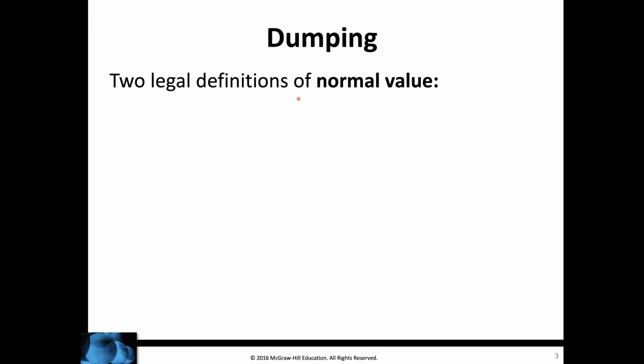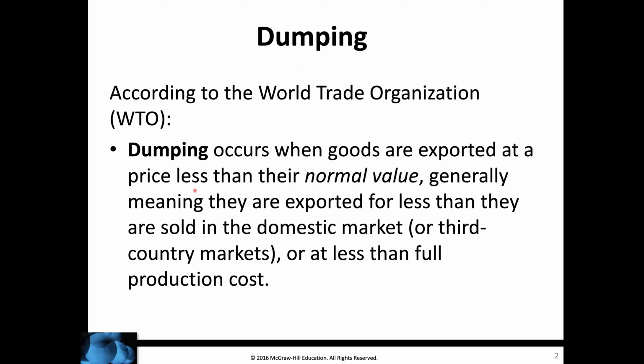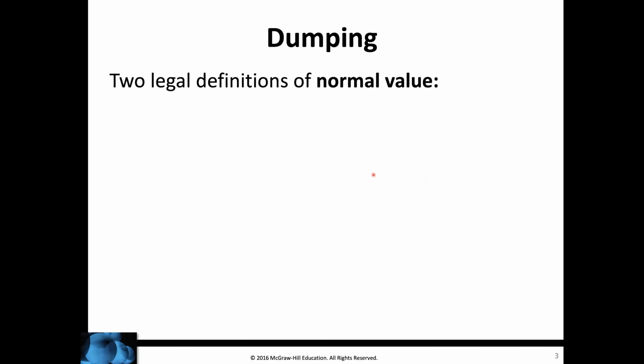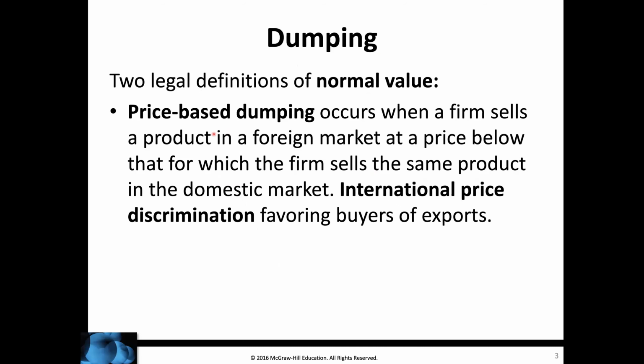So there are two legal definitions of normal value. Remember, for dumping, they're selling or exporting at a price that is less than their normal value. And it's typically higher in the domestic market than outside the country. So the first is price-based dumping. Price-based dumping occurs when a firm sells a product in a foreign market at a price below that for which the firm sells the same product in the domestic market. So basically, they're selling it for less overseas than it is being sold at home.